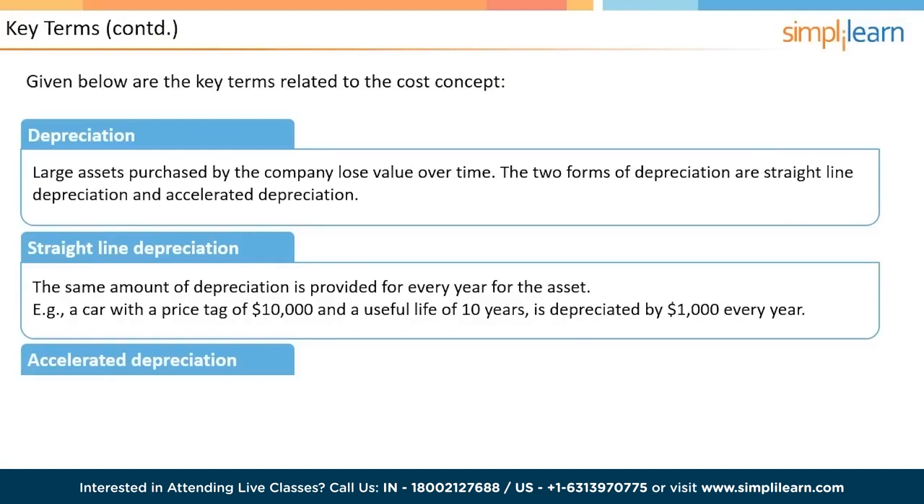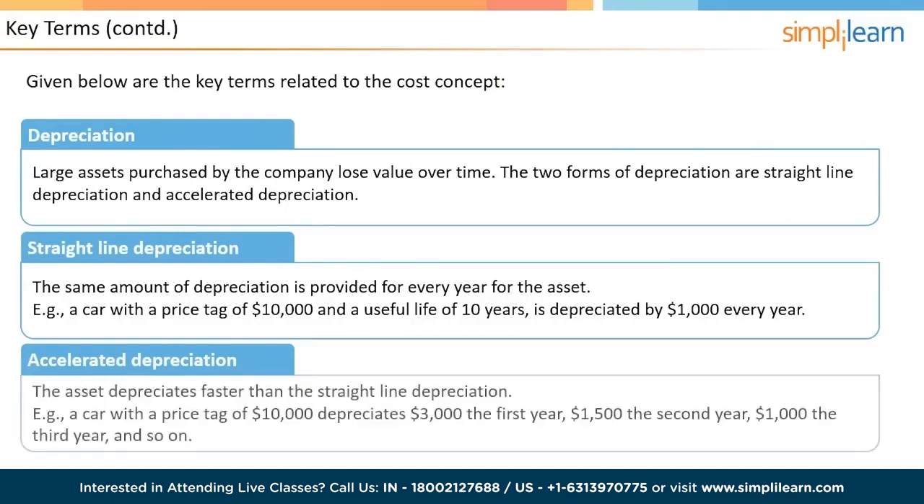At the end of the 10th year, the value of the car is considered 0 for all accounting purposes. Accelerated depreciation depreciates faster than the straight line depreciation. For instance, a car with a price tag of $10,000 depreciates $3,000 the first year, $1,500 the next year, $1,000 the 3rd year, and so on.